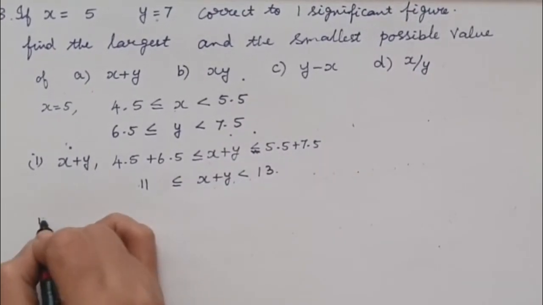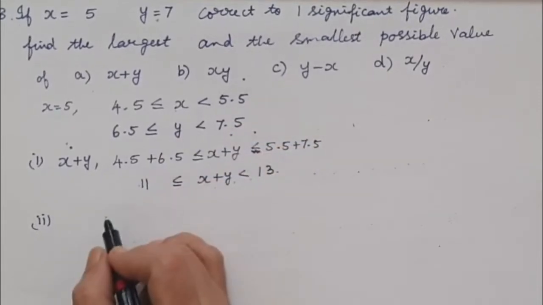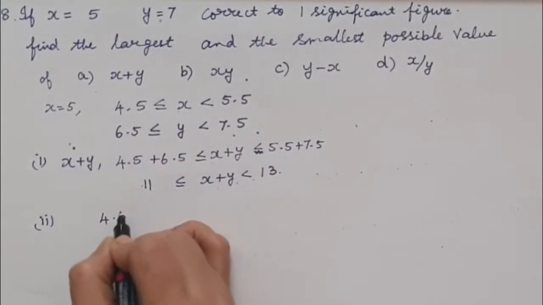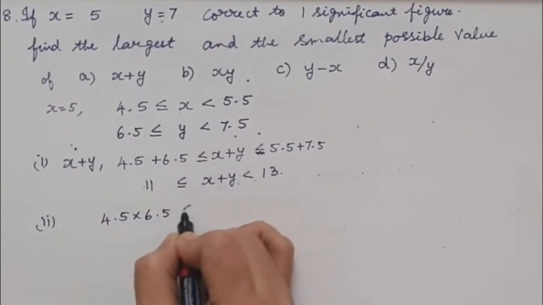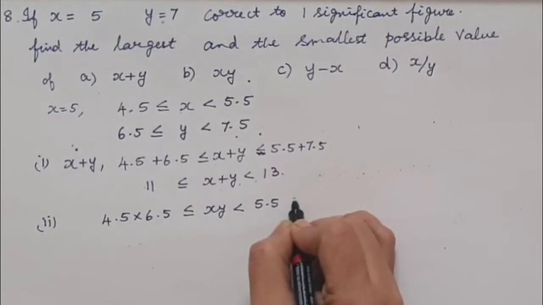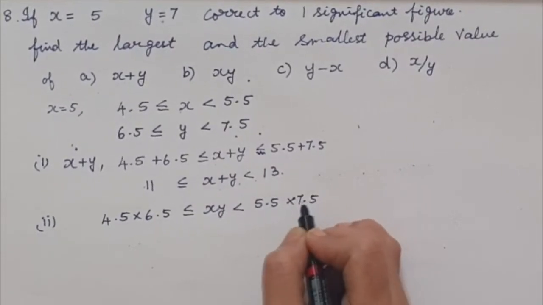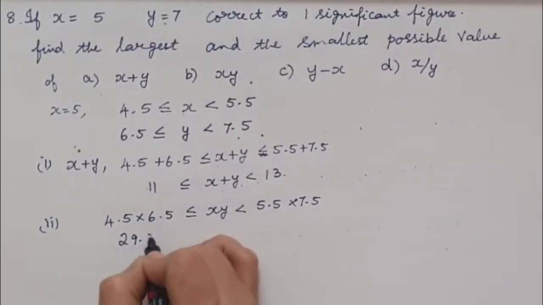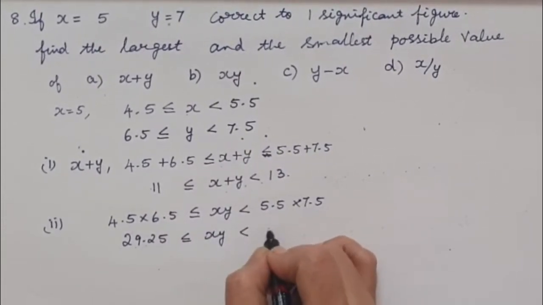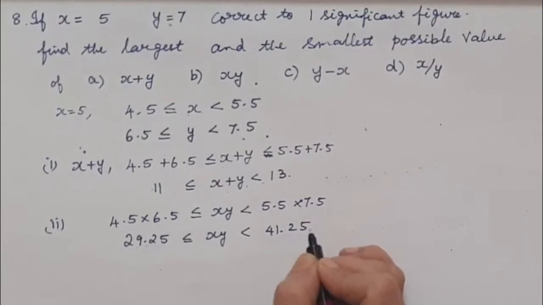Now our second question, we need to find multiplication. Multiplication is also the same way: multiply 4.5 into 6.5 less than or equal to xy, which is less than 5.5 into 7.5. So it will be 29.25 is less than or equal to xy, which is less than 41.25.